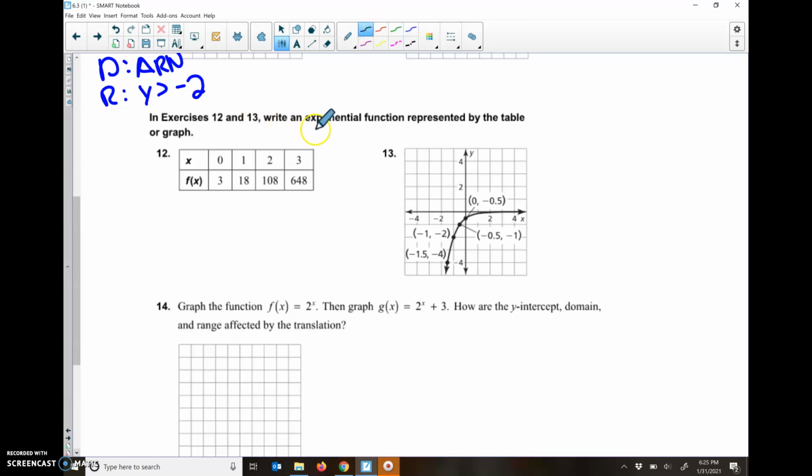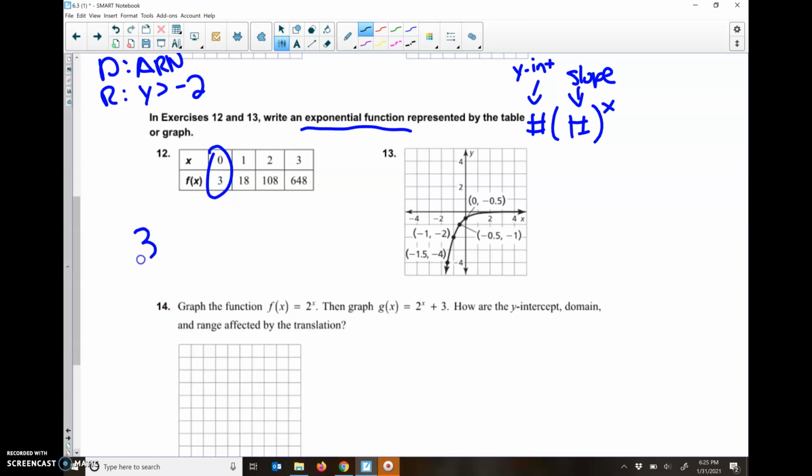So 12 and 13, they want us to write the function. Remember, we're going to have a number in front of the parentheses, a number in the parentheses, and then the x for the exponent. The way that we're going to write this number is our y-intercept, and this number is basically our slope. So if we have here, our y-intercept is 3, where it's crossing the y value, so 3.